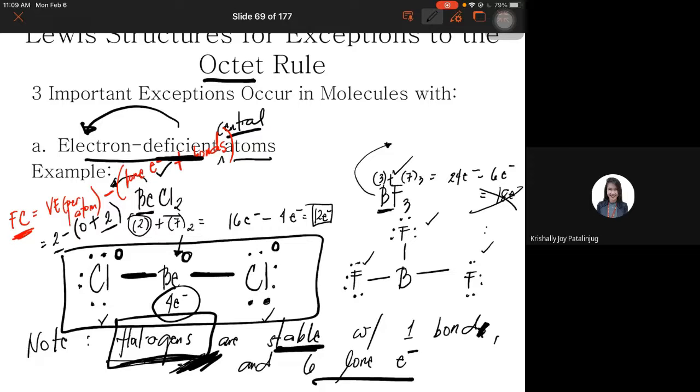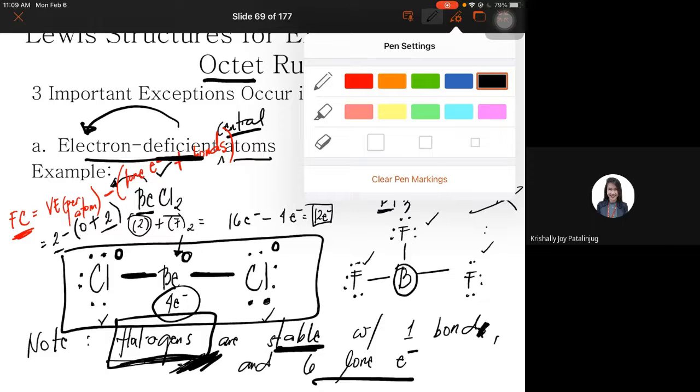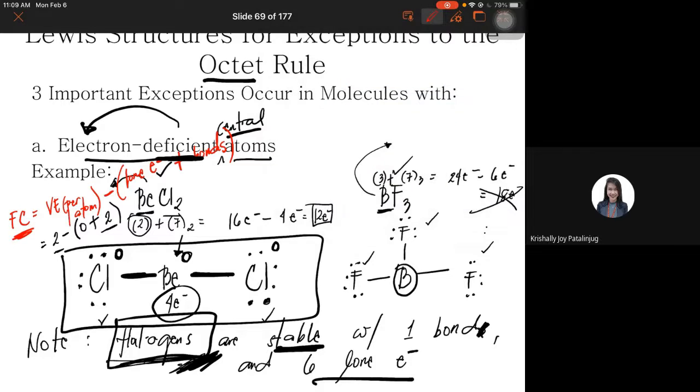Okay? Then boron, as the central atom here, contains how many surrounding electrons? There are 6 surrounding electrons, and that is not an octet state. It is deficient in electrons. But this is actually the most stable binding state of boron, having 3 covalent bonds surrounding it.